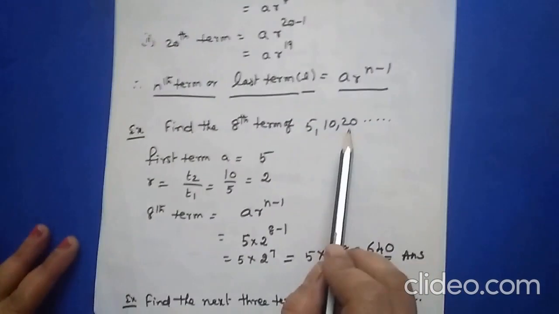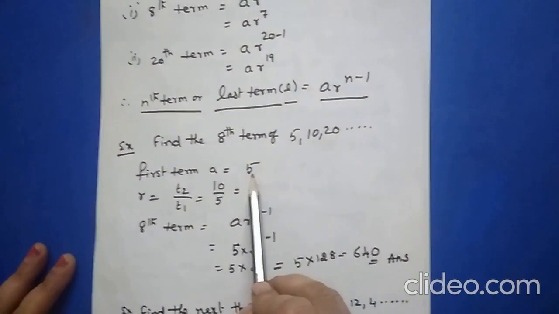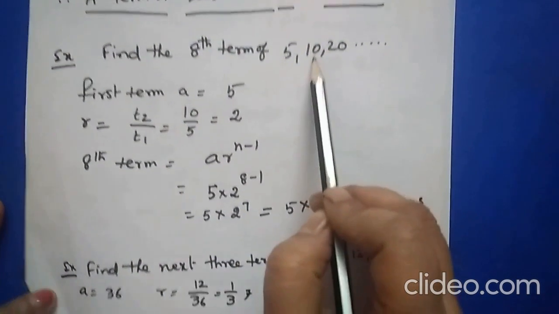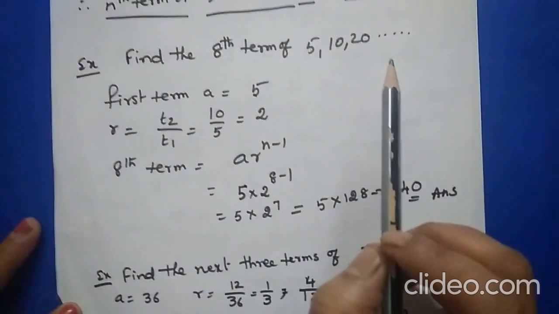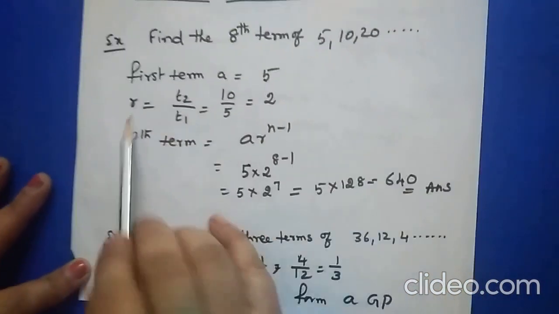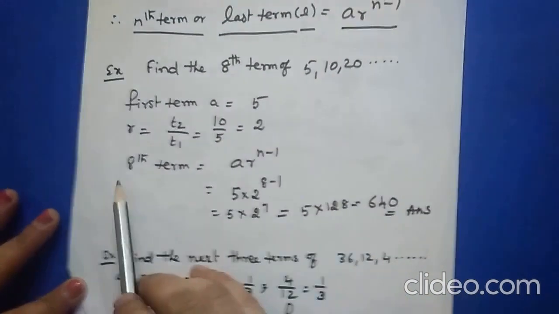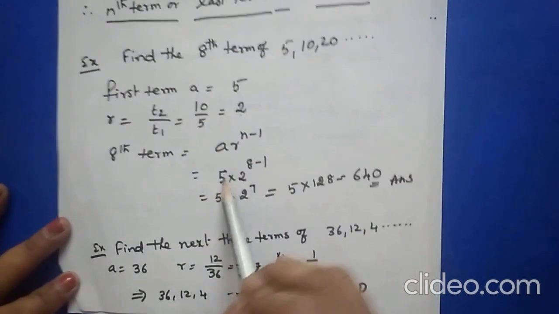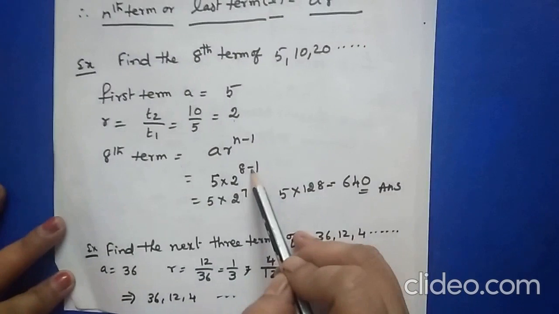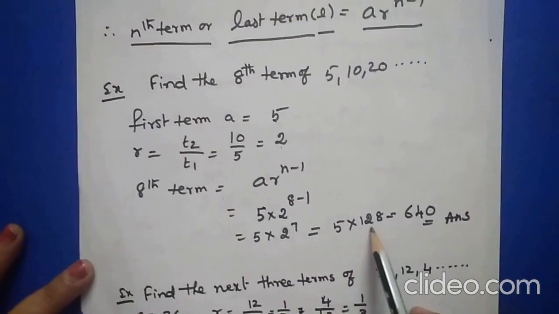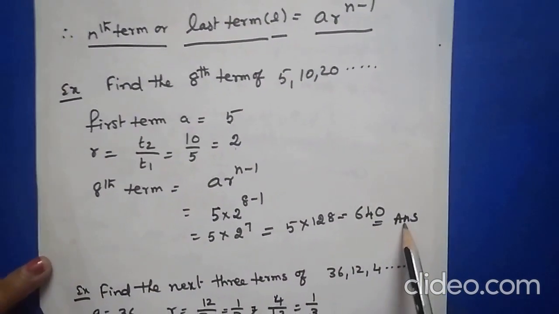Now, few examples. Find the 8th term of 5, 10, 20, etc. The first term is 5 and the ratio is 10 by 5 or 20 by 10. You can get 10 by 5 is 2 and 20 by 10 is 2. Therefore, the common ratio is 2. 8th term is equal to AR power n minus 1. In the place of A, 5, in the place of R, 2, 8 minus 1. So 5 into 2 to the power of 7, 5 into 128 is equal to 640.